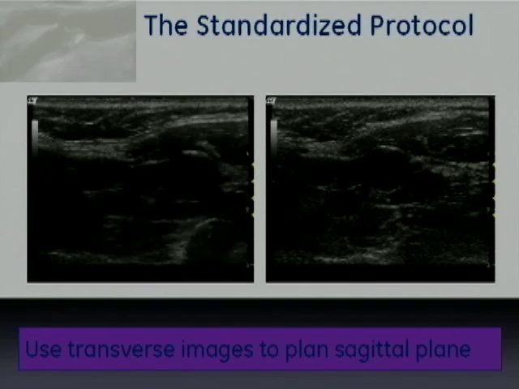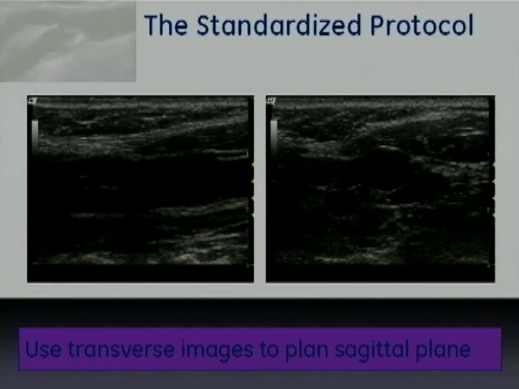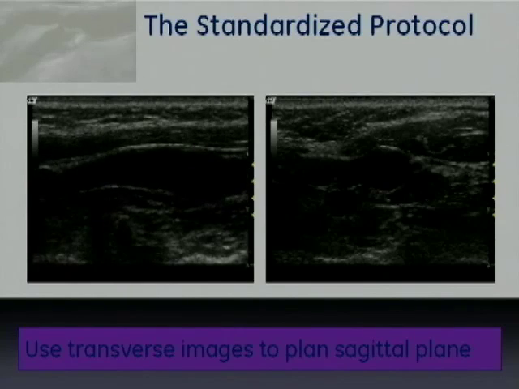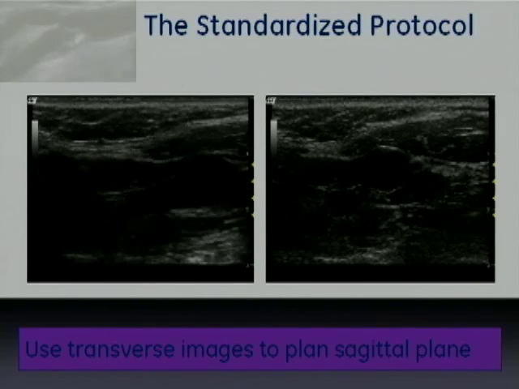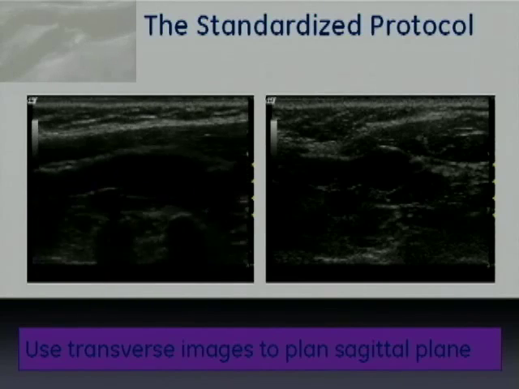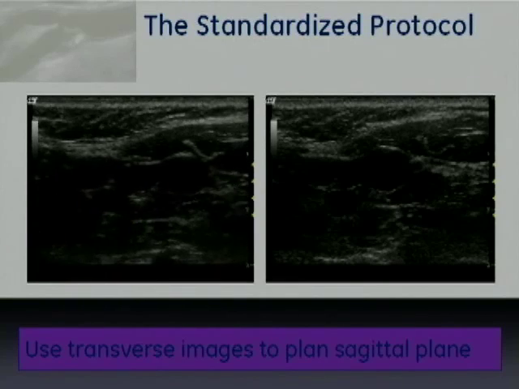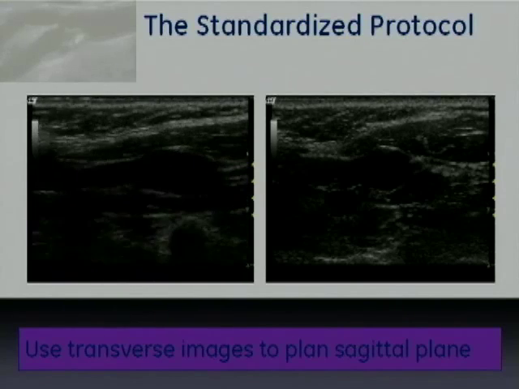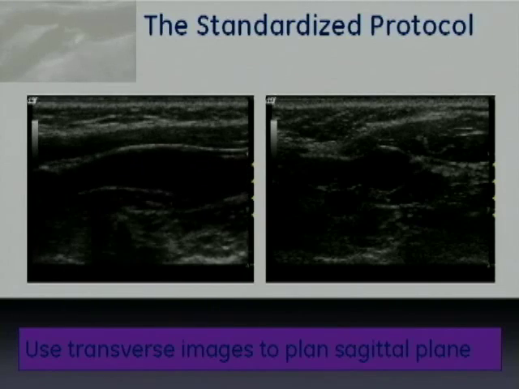Why is this important? Because it ensures that we're looking at two different vessels rather than one vessel from two different views. Which is a mistake we might make if we pick up the probe and simply move it between the vessels. It's easy to actually look at the same vessel and mislabel it as two different vessels. So this will keep you from making that mistake.